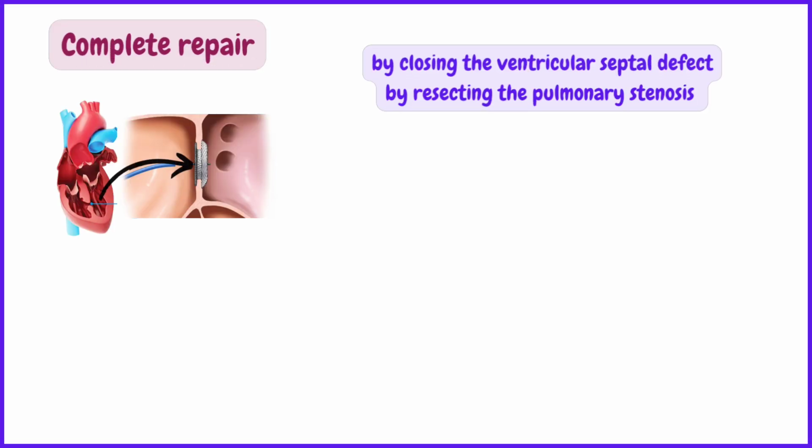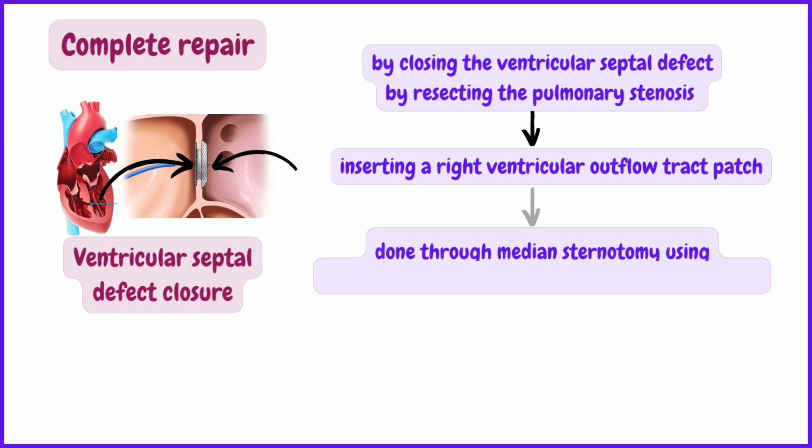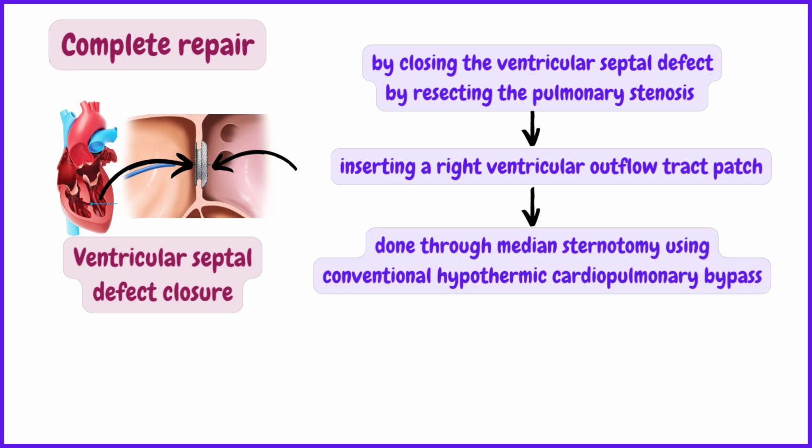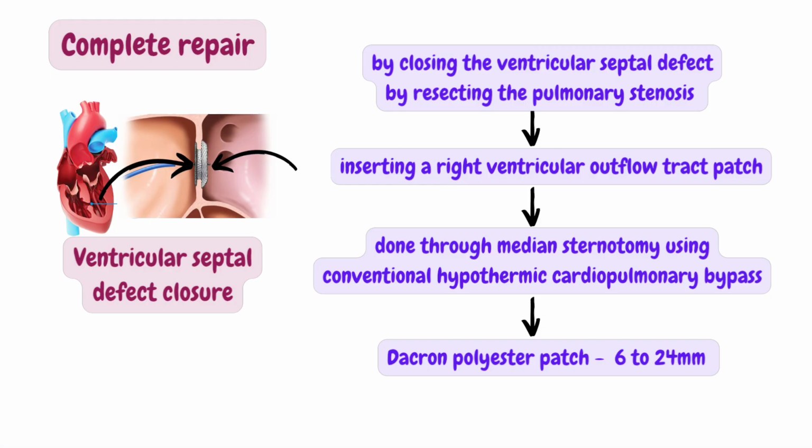Tetralogy of Fallot can be corrected by closing the ventricular septal defect, resecting the pulmonary stenosis, and often inserting a right ventricular outflow tract patch. Surgical closure of VSD is done through median sternotomy using conventional hypothermic cardiopulmonary bypass. To achieve immediate complete closure, Dacron polyester patches, 6 to 24 mm, are sewn securely with polyester thread. Hybrid approach is also used to close the ventricular septal defect.